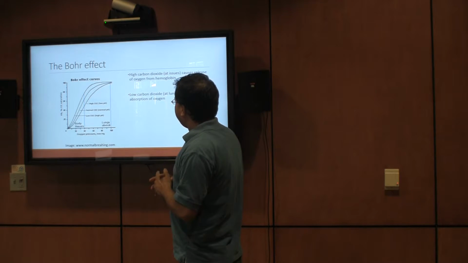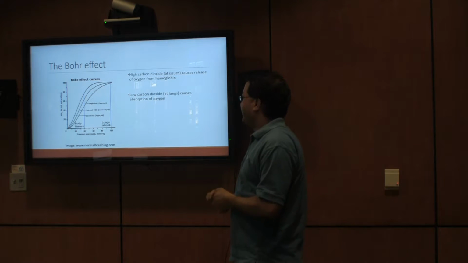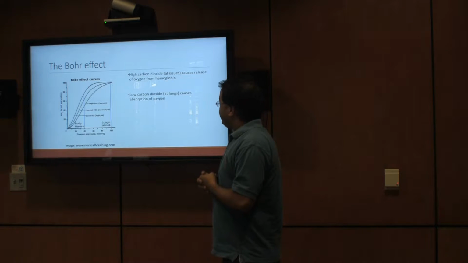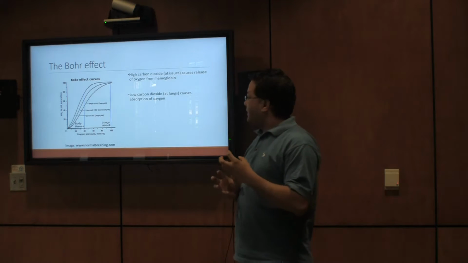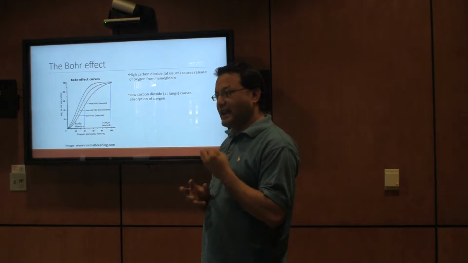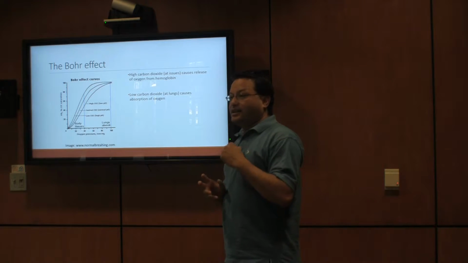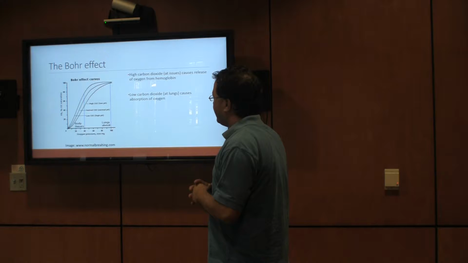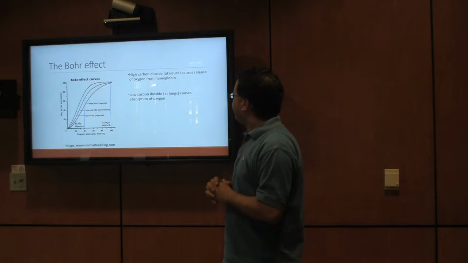So, as you can see in the graph and in the text, high carbon dioxide in the tissues causes release of oxygen from the hemoglobin. It's because when the carbon dioxide increases, the oxygens are bound loosely, and then they are easy to release in the peripheral tissue. But in the lungs, where carbon dioxide is low, it causes the absorption of oxygen.